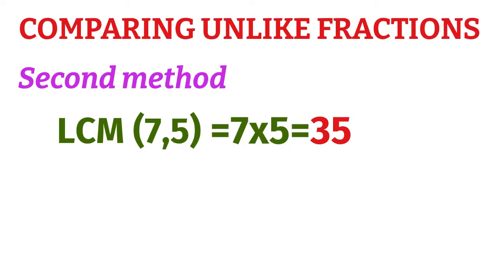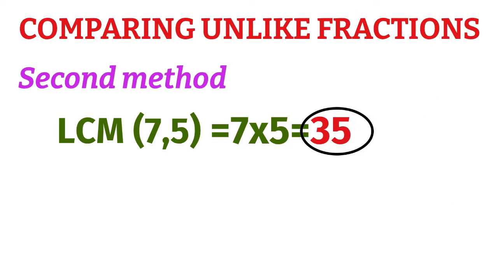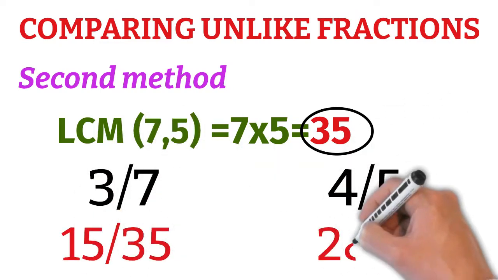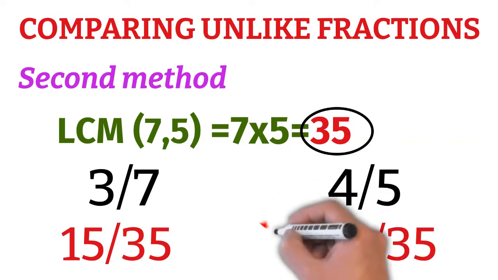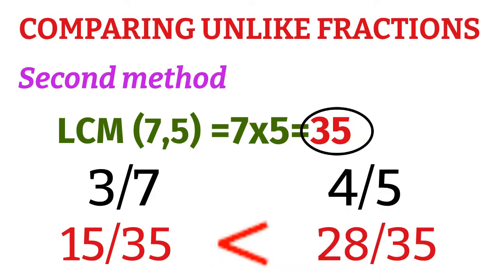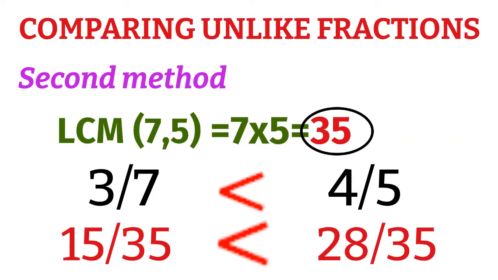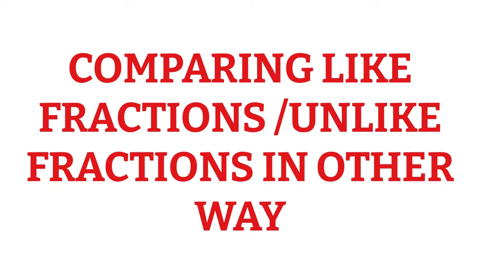In the next step, taking the LCM, that is 35 as common denominator and changing the numerators accordingly, we can write 3 by 7 and 4 by 5 as 15 by 35 and 28 by 35 respectively, and they are like fractions. Here 28 by 35 is greater than 15 by 35 and thus 4 by 5 is greater than 3 by 7. Next, let's discuss comparing like fractions or unlike fractions in other way.